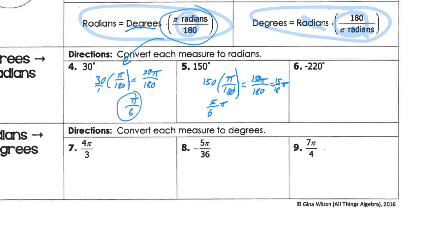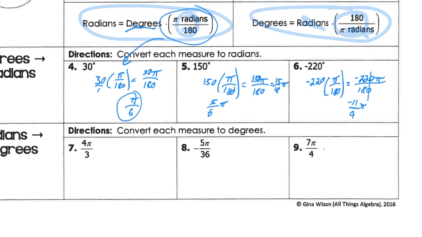And so the negative one is no different. It's just you're going to have a negative radian. So we have negative 220 times pi over 180. And then I'd have negative 220 pi over 180. And then I simplify from here. So you can think of that as 22 over 18. They can both be divided by 2. So negative 11 over 9 pi.